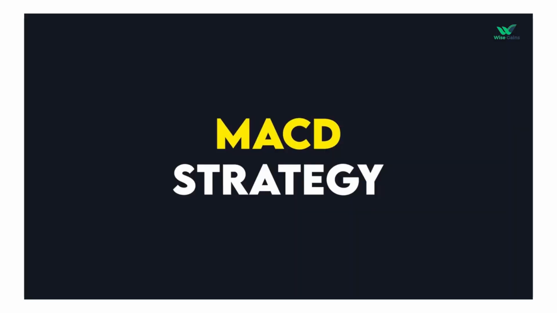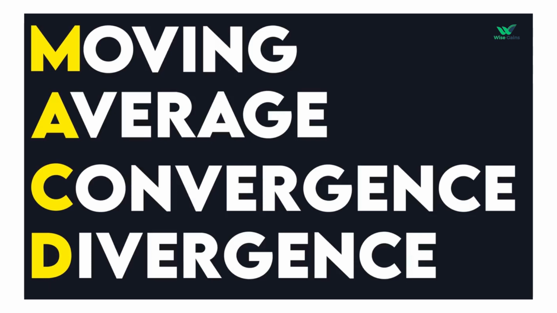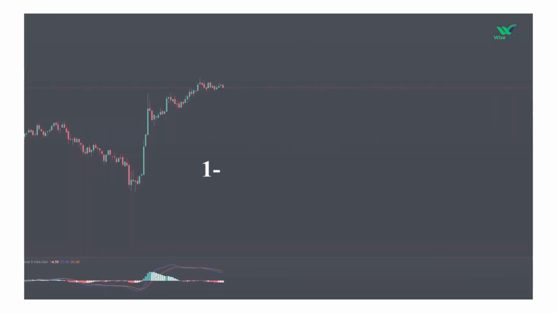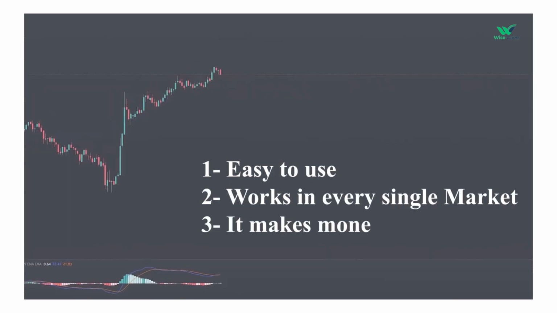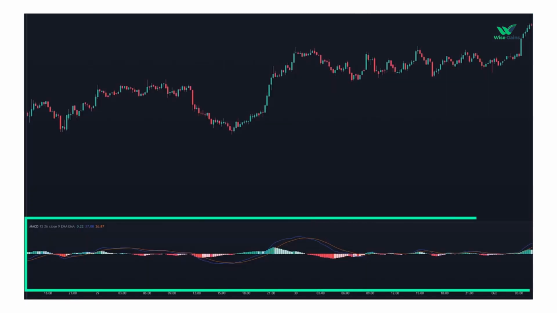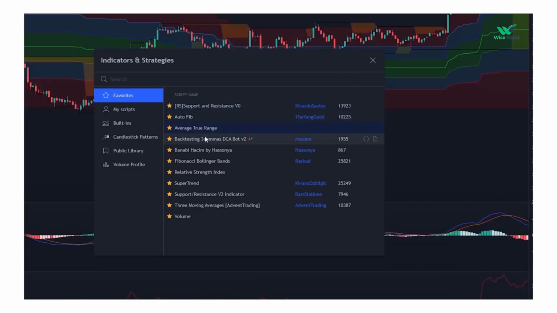What is the MACD indicator? MACD stands for Moving Average Convergence Divergence, one of the most popular technical indicators used by traders. It is very easy to use, works in every single market, and most importantly, it makes money. Essentially, the MACD indicator uses moving averages to find trends in the market. If you are an experienced trader, you must have heard about this popular indicator. Let's see how to pair the MACD indicator with other indicators for better performance.